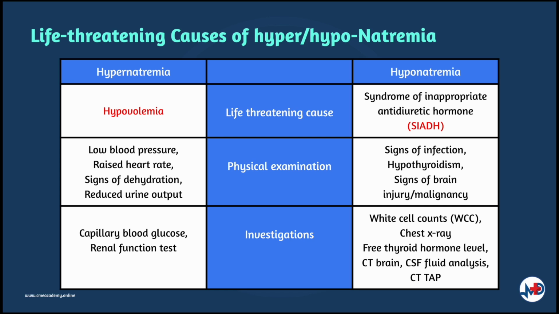On examination, look for any signs of hypothyroidism and any signs that could be suggestive of brain injury or malignancy, as these causes mentioned could lead to SIADH. To investigate for the cause of SIADH, order a white cell count, which comes under full blood count. Look for infection, and a chest radiograph if you suspect a lung infection. Free thyroid hormone levels for hypothyroidism. Brain CT and CSF fluid analysis for primary brain injury, for malignancy, and you can order a CT thorax, abdomen and pelvis as well.